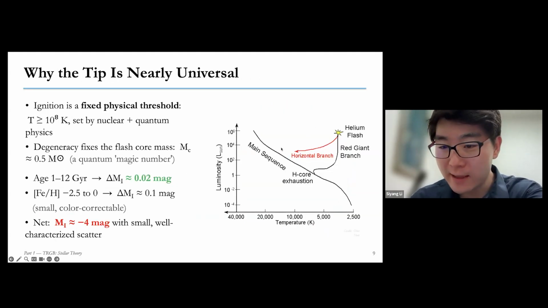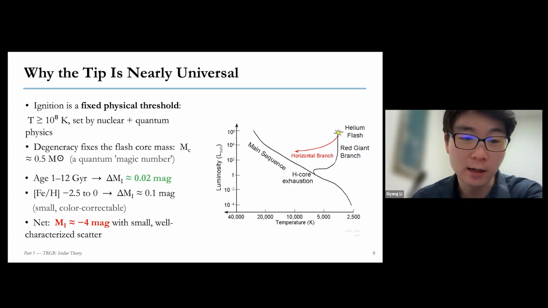We can see this in this diagram to the right here. Again, as I mentioned, in this red giant branch, these low mass stars get brighter and brighter as they evolve. They reach the helium flash, and then as they expand, they get fainter, and then transition onto what we call the horizontal branch. And it's this feature, where you go up, brighter, brighter, brighter, then get fainter, that causes this tip, this maximum brightness caused by these stars.